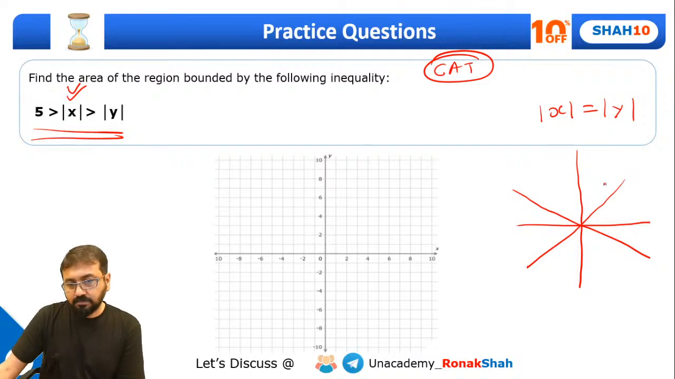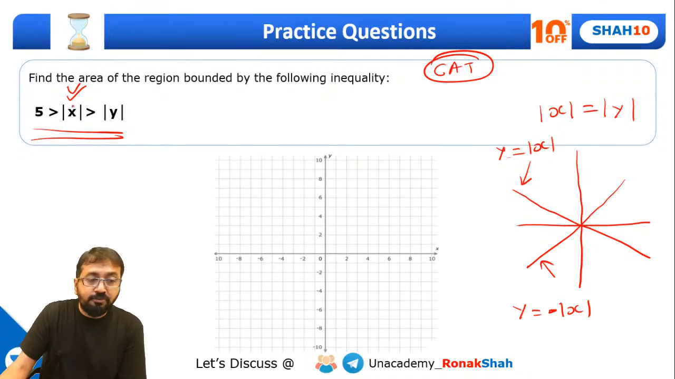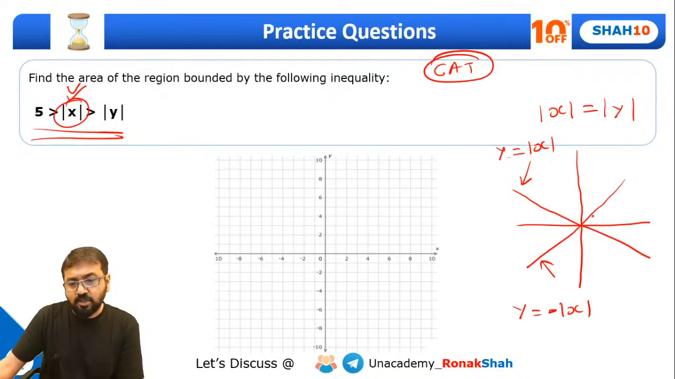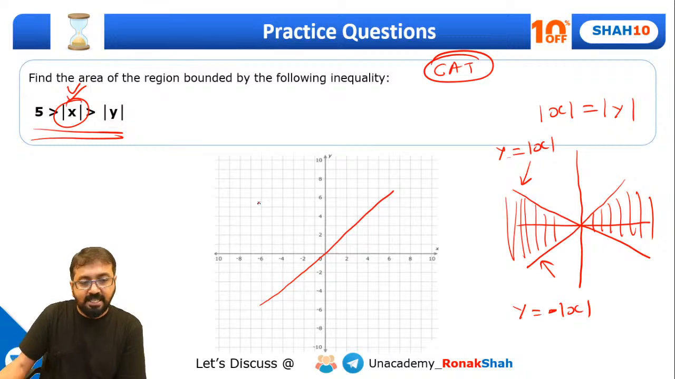Why do these 2 v's come? Let's understand that. So y equal to mod of x is possible, or y equal to minus mod of x is possible. Can I say mod of y equal to mod of x? So you can say y equal to mod of x and y equal to minus mod of x. So this is the graph of y equal to mod of minus x. This is the graph of this one. So we get this. Now for which region is mod of x greater than mod of y? So guys, this is the region for which mod of x will be greater than mod of y. So our solution region will be something like this. Let me draw it over here once again.